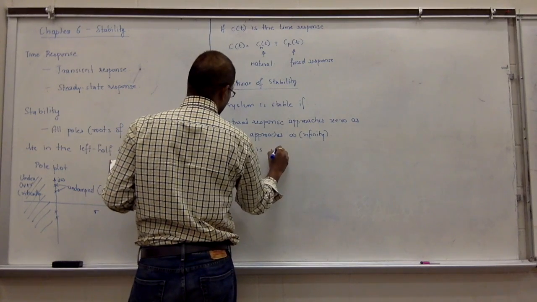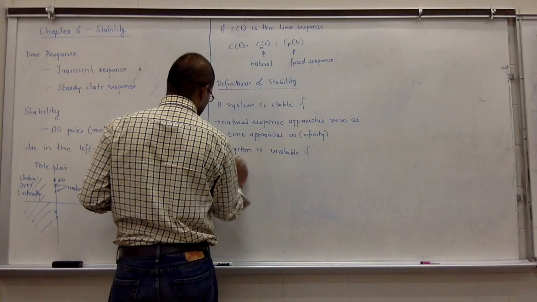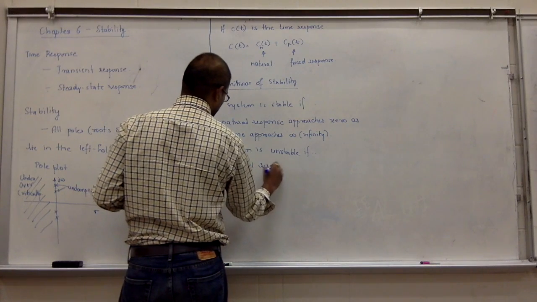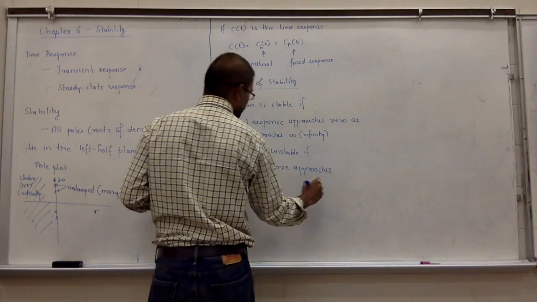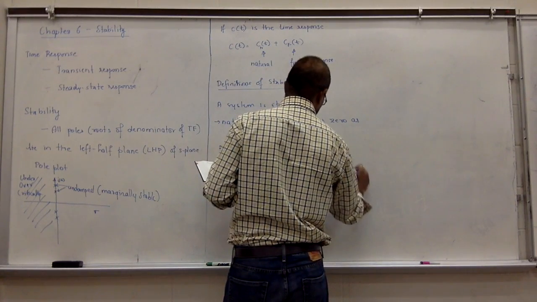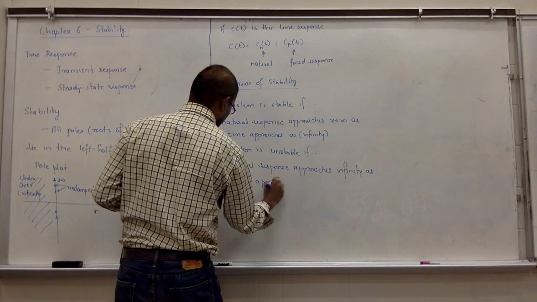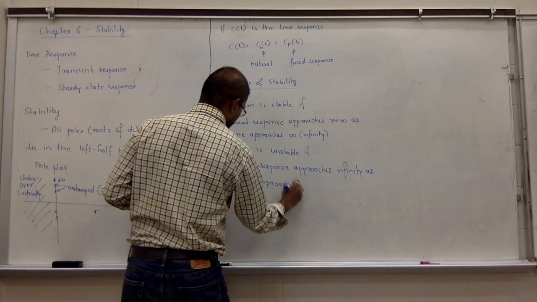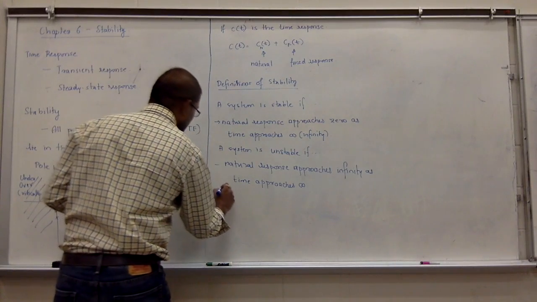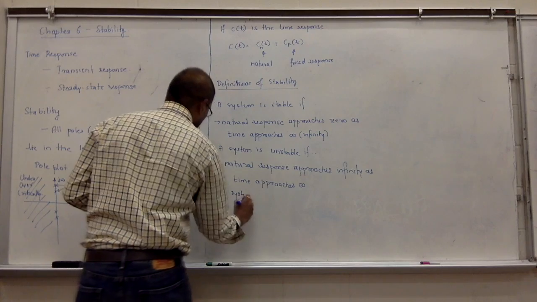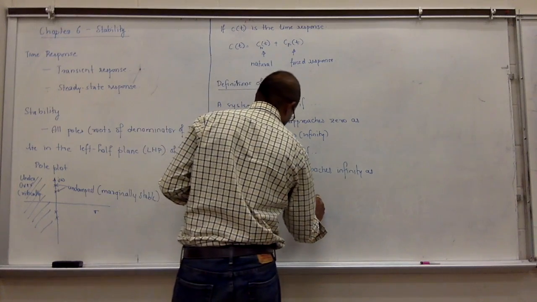On the contrary, a system is unstable if the natural response approaches infinity and finally, the system is marginally stable.